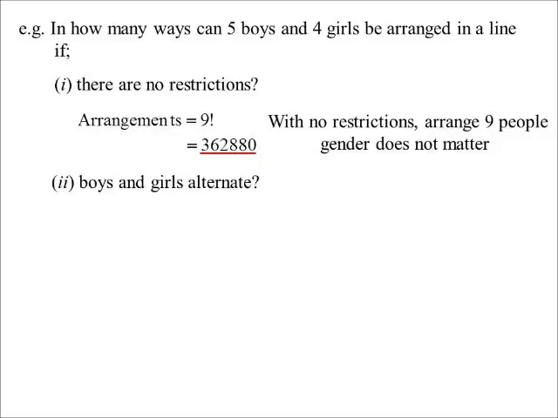All right. Well, here's how I do it. Whenever you're looking at these, the restriction is what is important. You look after that first. If the boys and girls alternate, what is the restriction here?